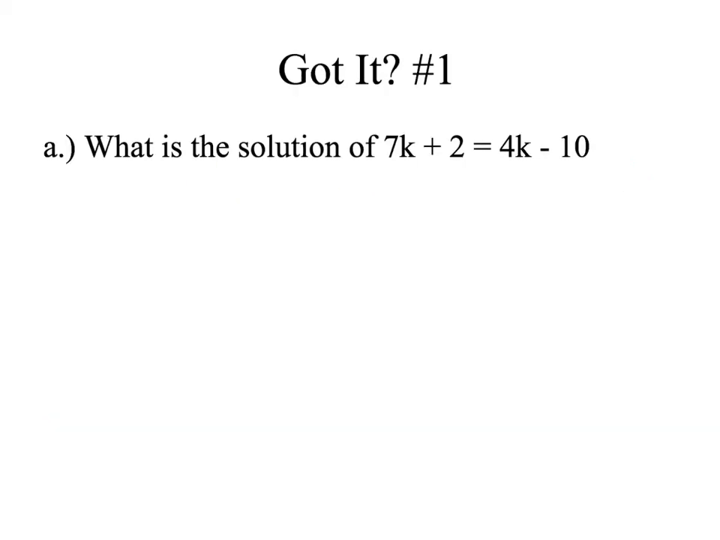What is the solution of 7k plus 2 equals 4k minus 10? Now it's up to you which side you put the variables on. I think it would be easier to move the 4k over to this side, because 7 minus 4 would give me a positive number. So in order to eliminate the 4k from the right side, I have to subtract 4k, because 4k minus 4k would be 0.